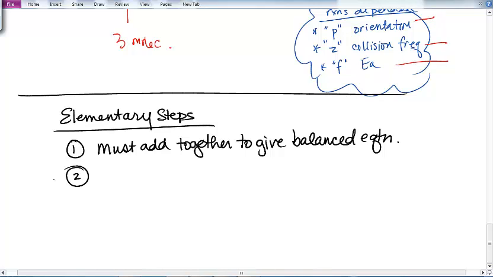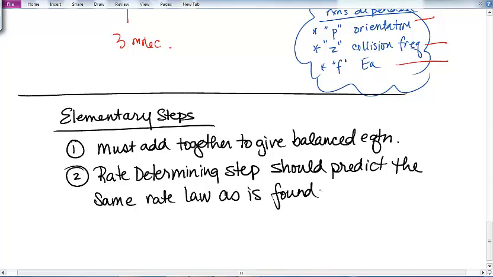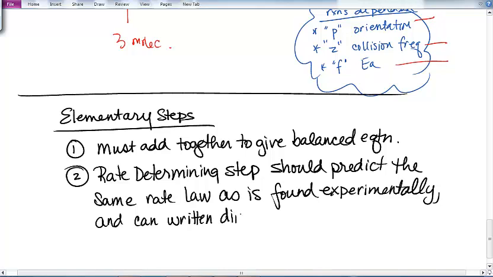The second rule: the rate determining step, which I'm going to mention in a second, should predict the same rate laws as found experimentally, and it can be written directly from its molecularity. I will tell you what that means.